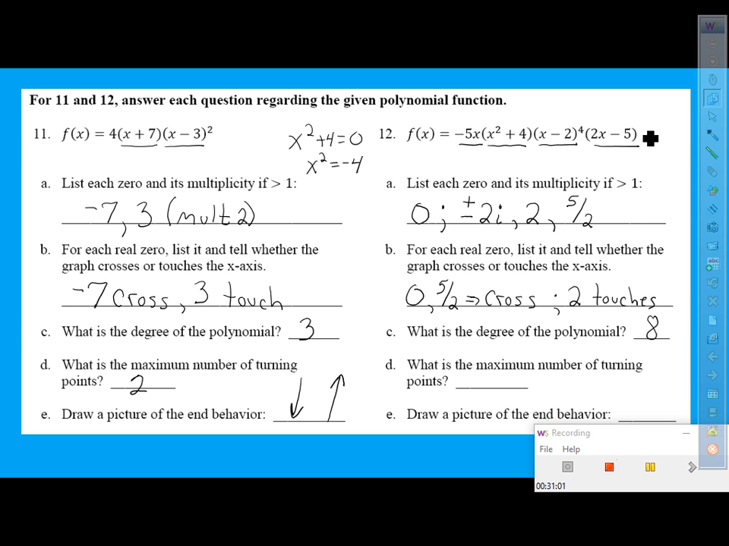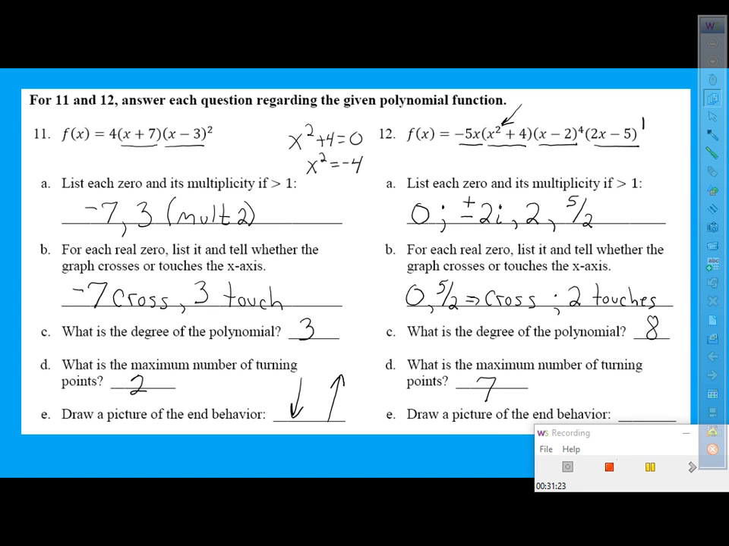So how did I get that again, guys? There's an exponent there of 1, 4, but look what I had to do here. I had to go grab that exponent. So I had a 1, I had a 4, so I'm up to 5, 6, 7, 8. What's the maximum number of turning points it could have? 7.